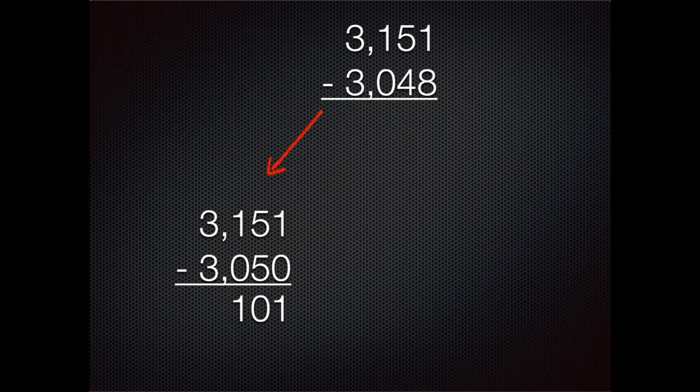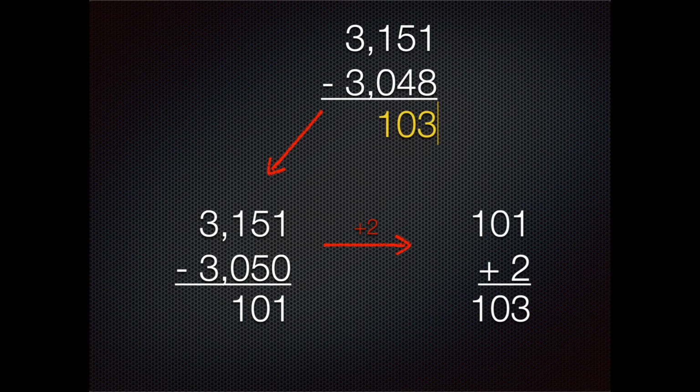The difference is 101. But now, since we added 2 to 3,048, we need to add 2 to our difference that we got. So we have to do 101 plus 2, which equals 103. So the difference between 3,151 minus 3,048 is 103.